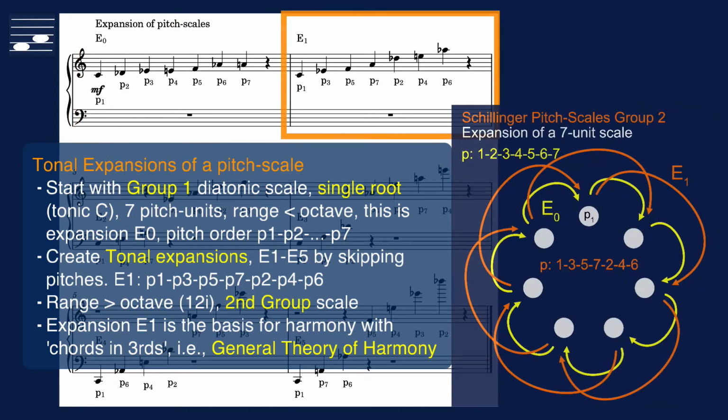Other expansions are obtained through reordering the original pitches, as this diagram illustrates for expansion E1, where we skip a neighboring pitch and thus obtain the pitch series P1, 3, 5, 7, P2, 4, 6. The range now exceeds the octave. This expansion contains many intervals of the third, and is the basis for harmony with chords and thirds, as discussed in the Schillinger general theory of harmony.